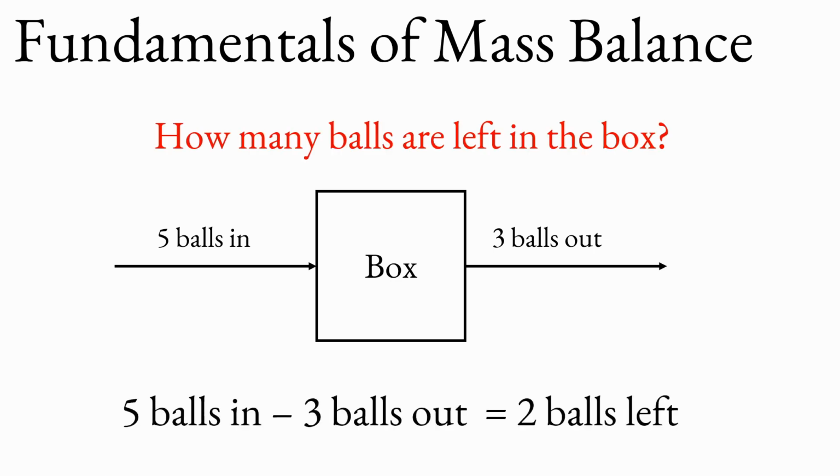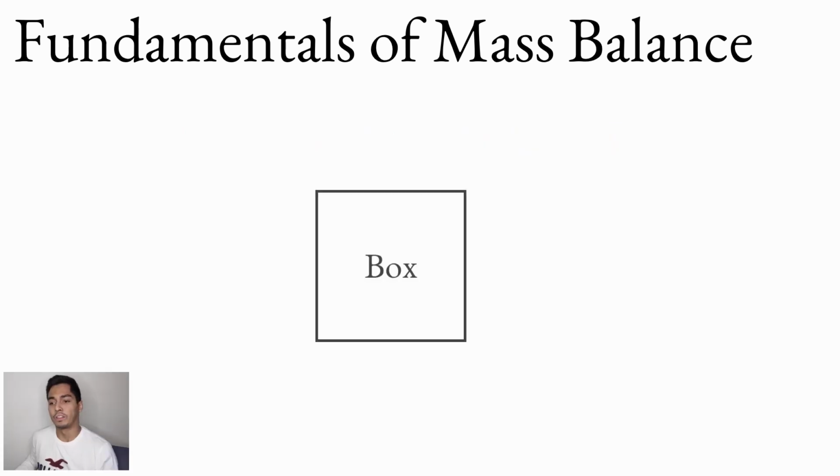Literally just 5 minus 3 is just 2 balls. That's mass balance. It's honestly that simple. It's that straightforward. All you have to do is just add everything coming in and then subtract everything coming out. So let's do it again.